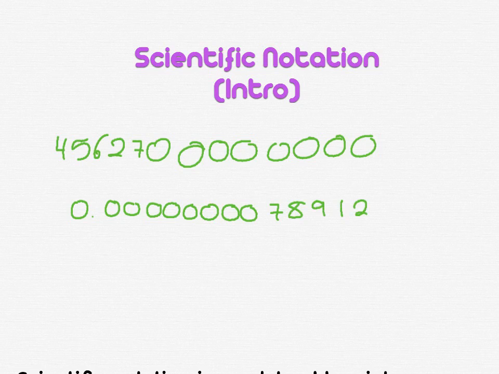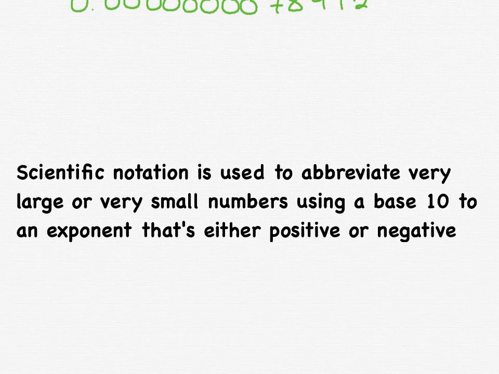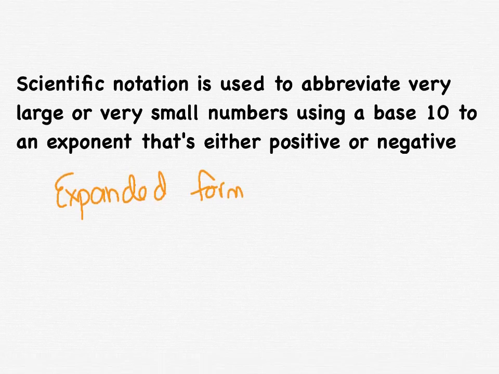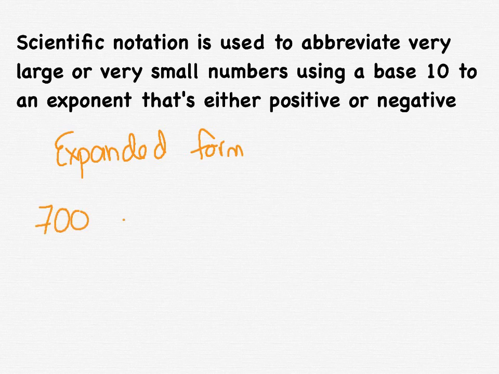So I'm going to give you a general definition of scientific notation. Scientific notation is used to abbreviate very large or very small numbers using a base 10 to an exponent that's either positive or negative. What does this mean? A long time ago, you might have learned about the expanded or exponential form of a number. If I gave you 700, the expanded form would be 7 times 10 to the power of 2. The 10 to the power of 2 is because we have 2 zeros, so our exponent is 2, or 2 decimal places.